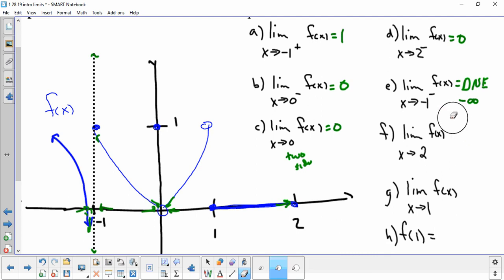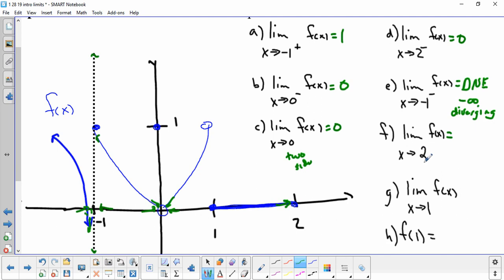Doesn't it go to a single value? So I'm going to just put diverging. Okay, decreases without bound. Either one, diverging. But that's why that one does not exist, right? Vertical asymptote. Number 2, we're at 2.